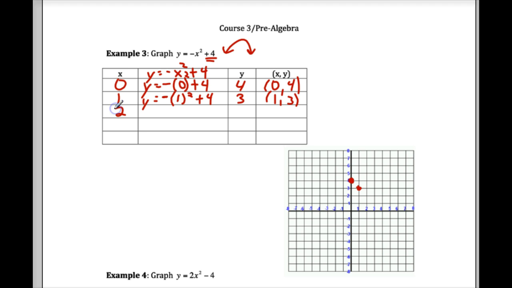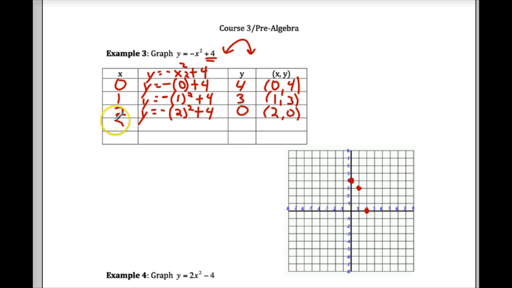Think about that. y equals negative, parentheses, 2 squared plus 4. Try to do that, people. 2 squared is 4. The negative sign in front of it makes it negative 4. And negative 4 plus 4 makes 0. So 2, 0. Boom. It's starting to become that U-shaped figure.